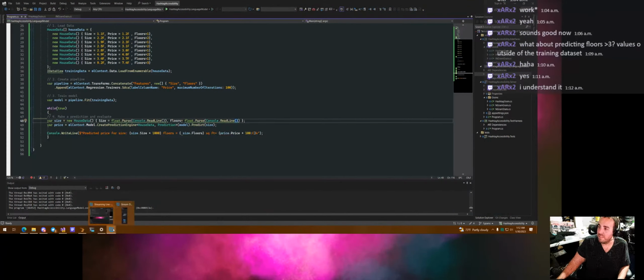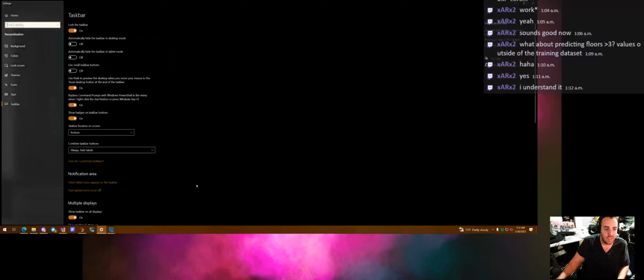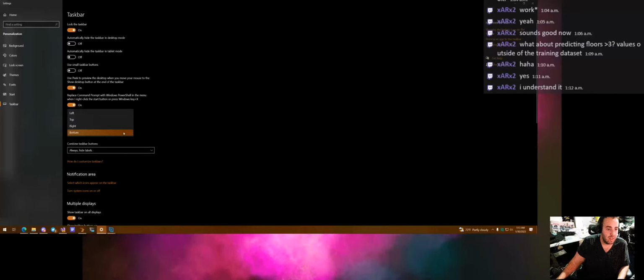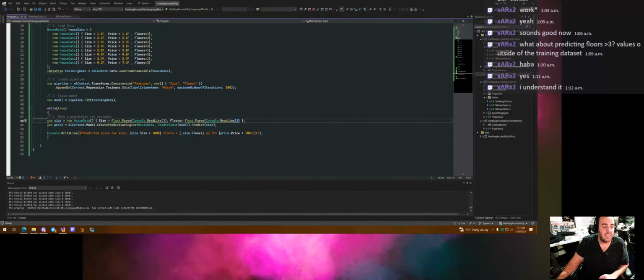Oh, what do I have here? Do I not have this? This is driving me nuts. I'm sorry, folks. Combine taskbar buttons, yes. Where's the feature for only showing them on the monitor they're on? Okay, main taskbar, where Windows open. Yeah, that's been driving me nuts. I've been meaning to change that for a long time. All right, so that makes a lot of sense, right?